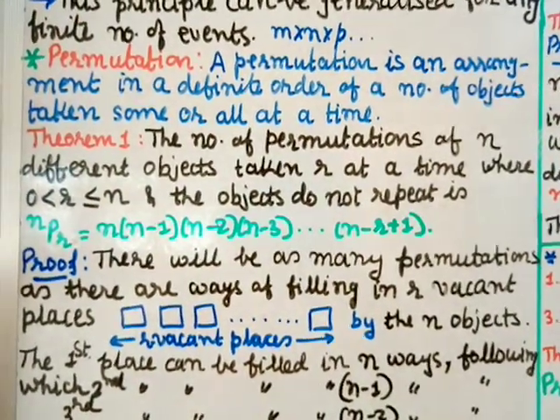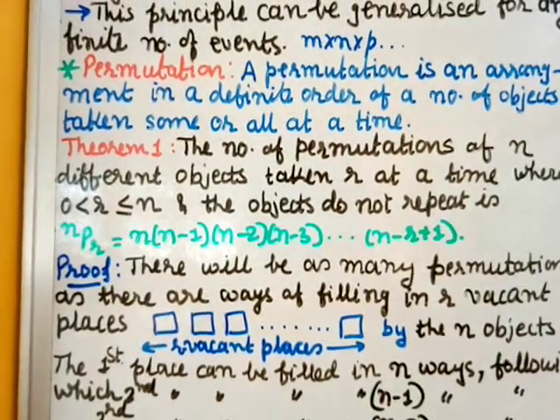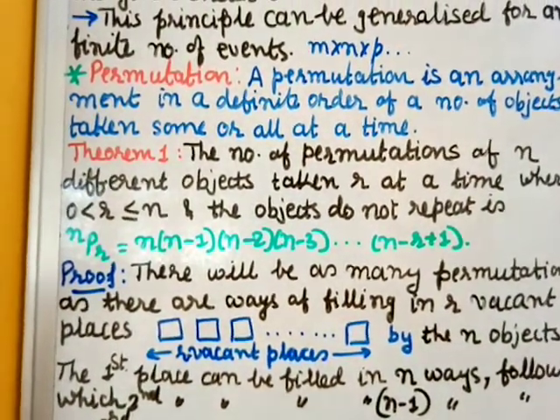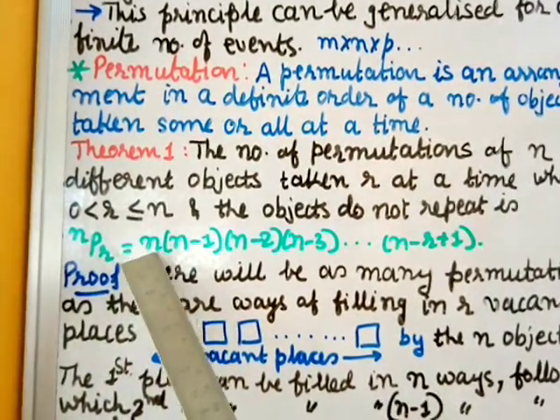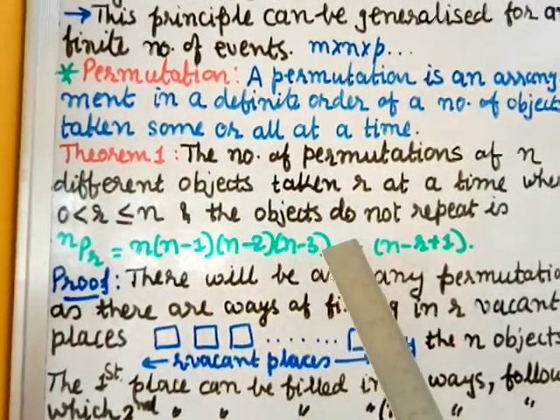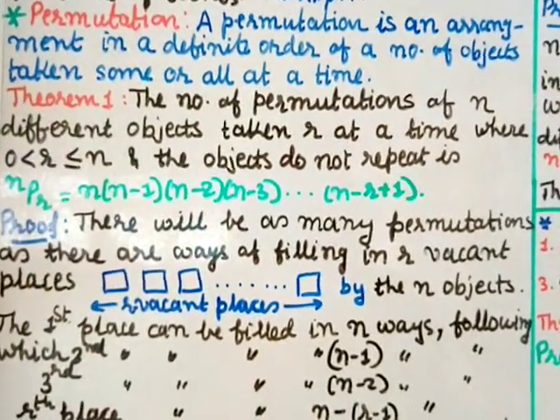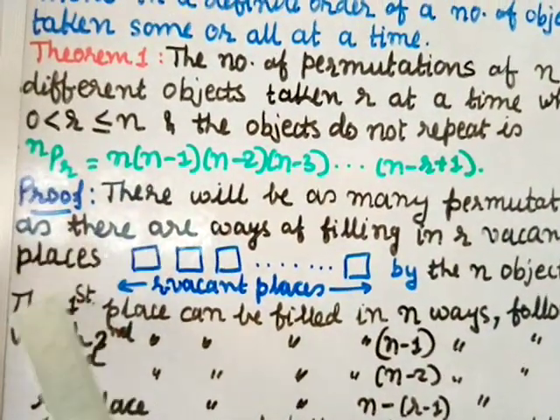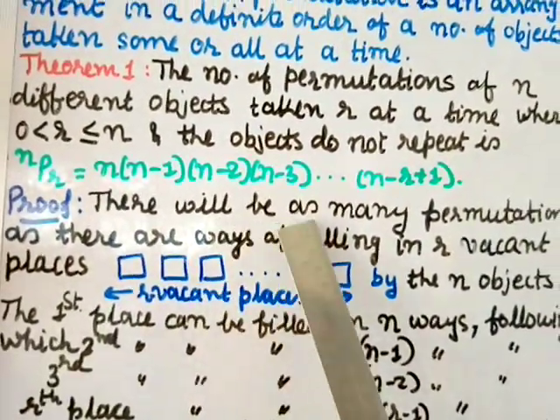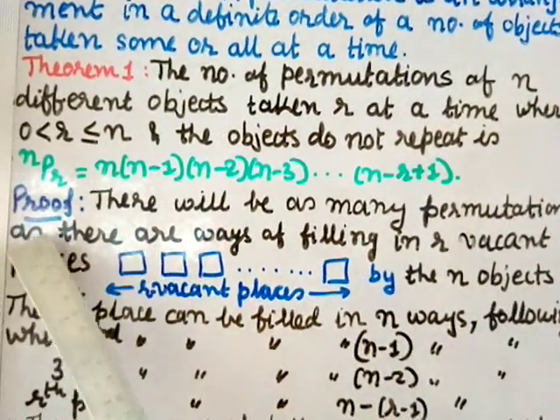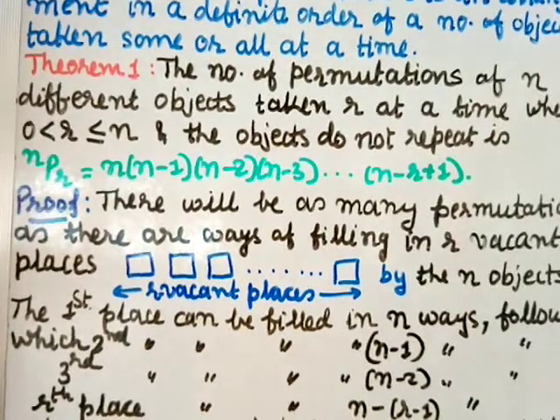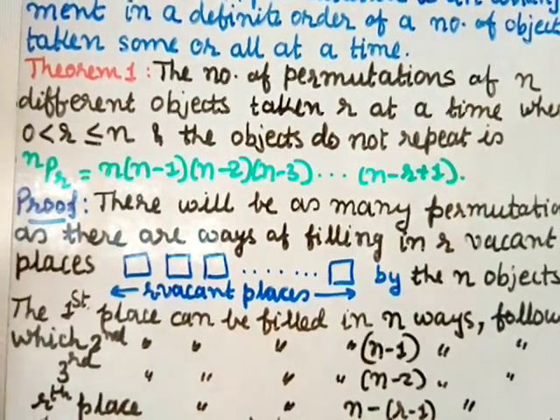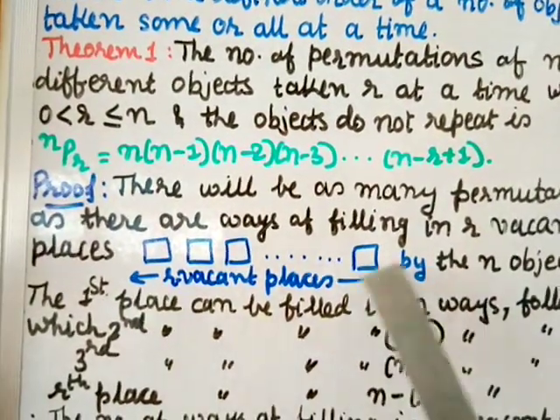The statement of the theorem says that the permutation of n different objects taken r at a time is given by nPr equal to n into n minus 1, n minus 2, n minus 3 up to n minus r plus 1. Let us prove this. There will be as many permutations as there are ways of filling in r vacant places. So suppose we have r vacant places.